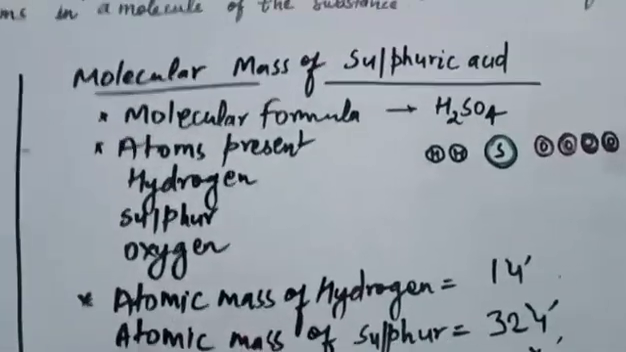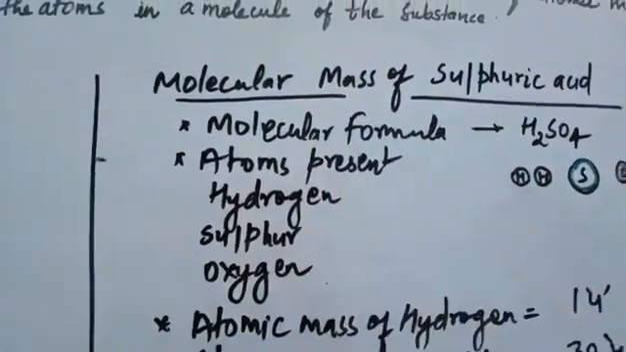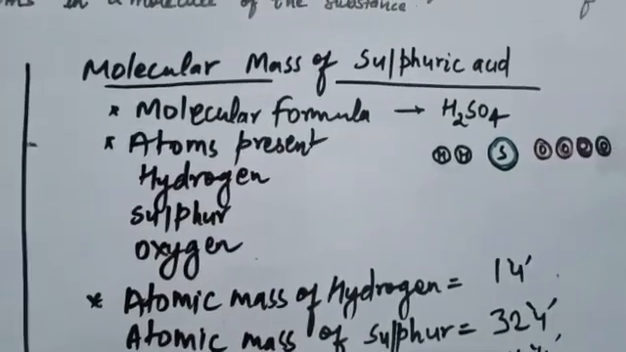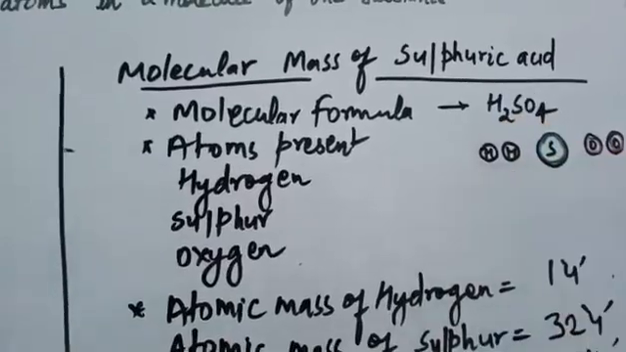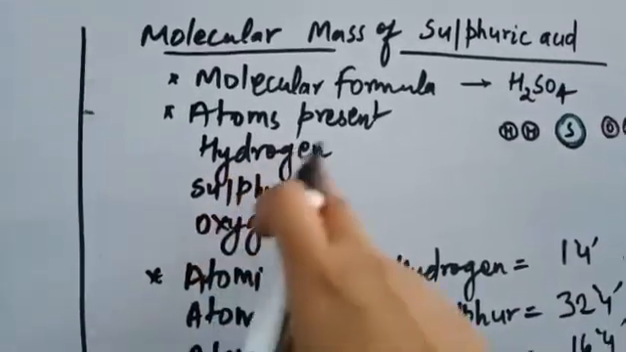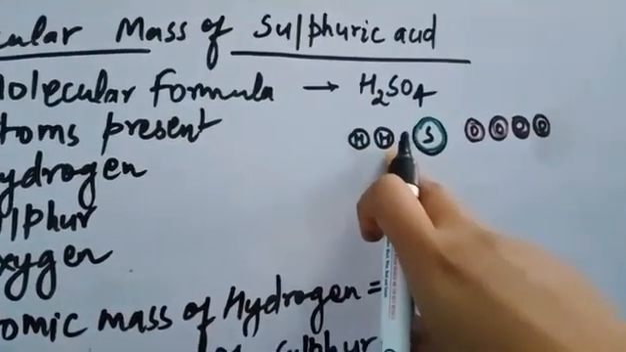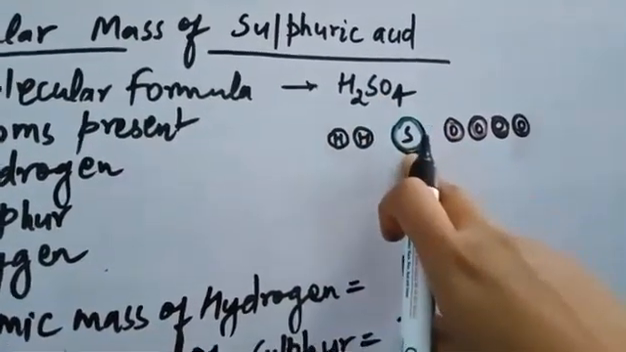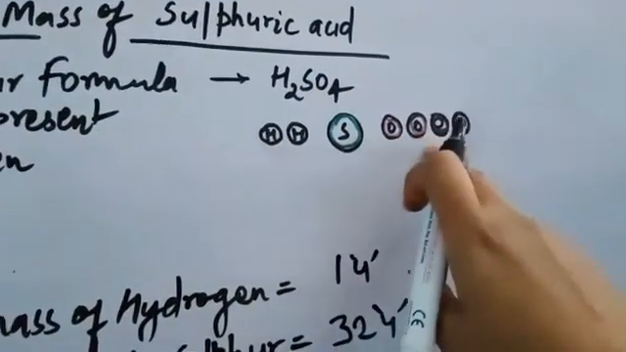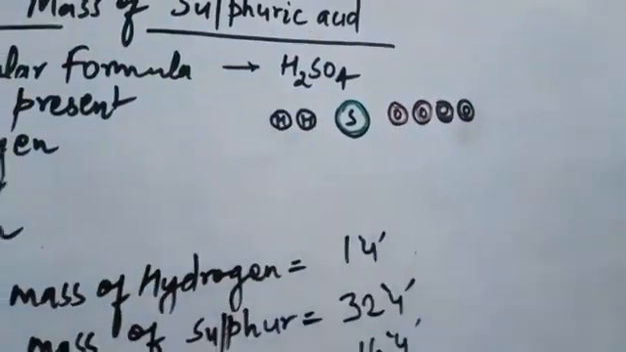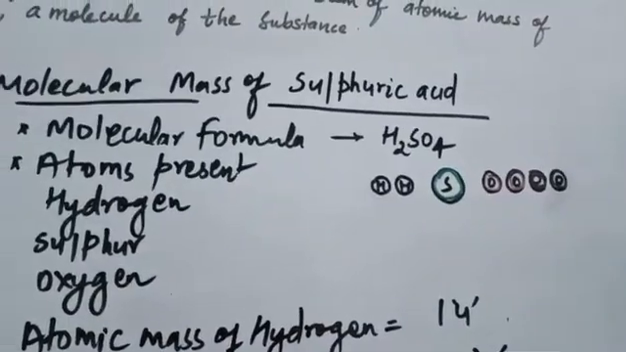One more, we'll see the molecular mass of sulfuric acid. So what is the molecular formula of sulfuric acid? H2SO4, which means the atoms present in sulfuric acid are hydrogen, sulfur and oxygen. There are 2 hydrogen atoms, 1 sulfur atom and 4 oxygen atoms. These numbers of atoms make one molecule of sulfuric acid.